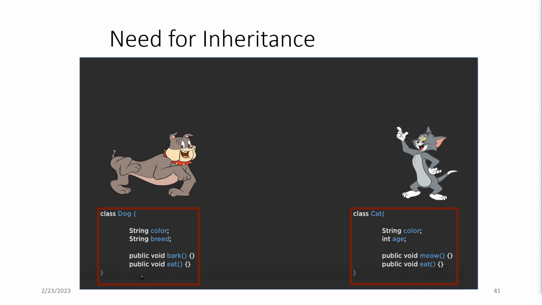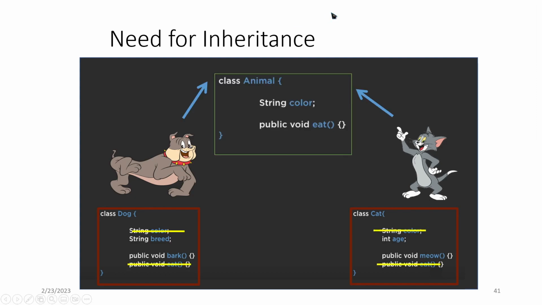Let's take a look at these two classes, the dog class and the cat class. Here we can see some attributes and some behaviors. We have the color attribute and the eat behavior, which are common in both classes. So the designer said, why don't we put these common things in one single class, which is called the base class or parent class, and then let these two classes, dog and cat, acquire them as their own attributes and behaviors.